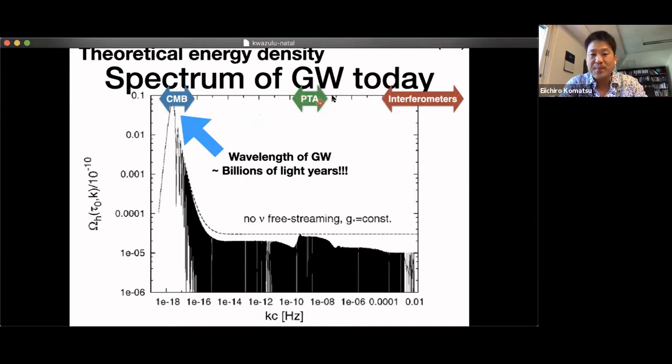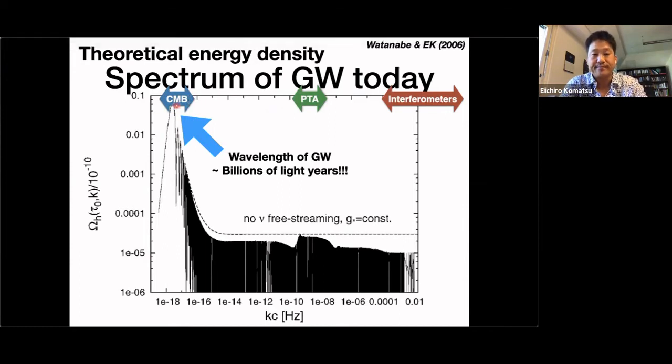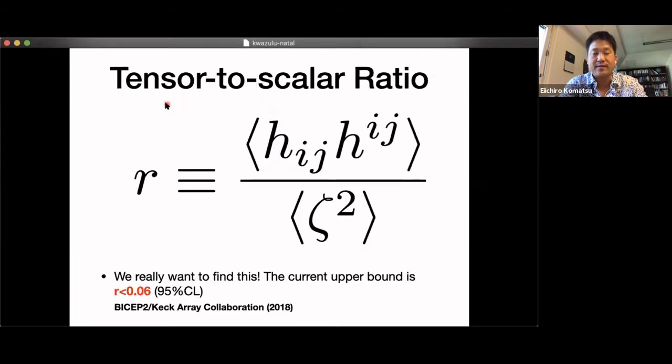Okay? So depending upon the methodology, you are sensitive to different wavelengths of gravitational wave. And hopefully, we can measure all of these using different technologies. That would be really nice. But for this talk, we are focused more on this gravitational wave that will be seen by cosmic microwave background. So that's what we're after.